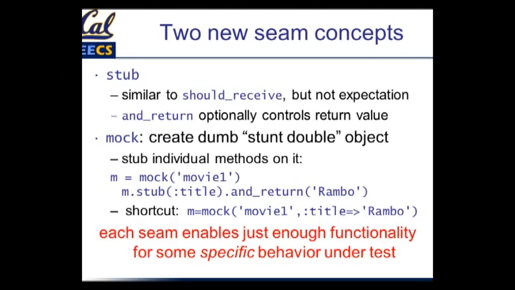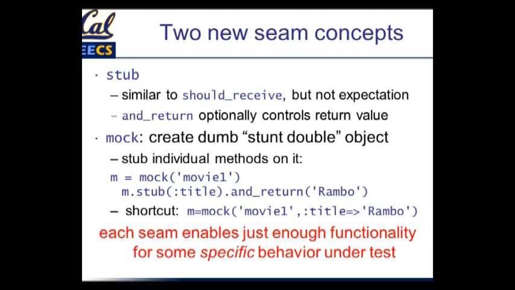It's very, very simple. And as a shortcut, you can actually pass a hash when you create the mock and say, oh, here's like 2 or 3 things the mock should do. Now, if you're sort of thinking 2 or 3 steps ahead of me, which is very likely given how sleep-deprived I am, you should realize that if you find yourself creating mocks with more than 1 or 2 of these stubbed out methods, you're like, wait a minute, why not just use a real movie and be done with it? And indeed, we'll get to that in just a moment. So those are our 2 new seam concepts.